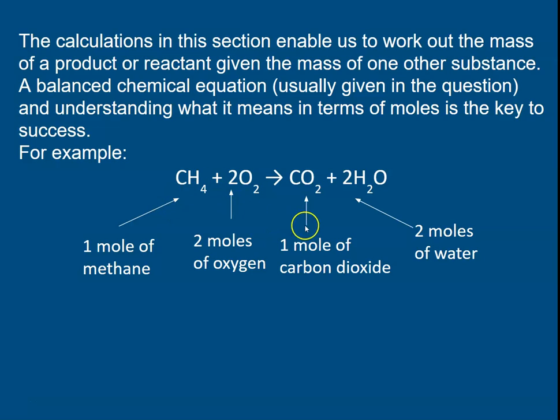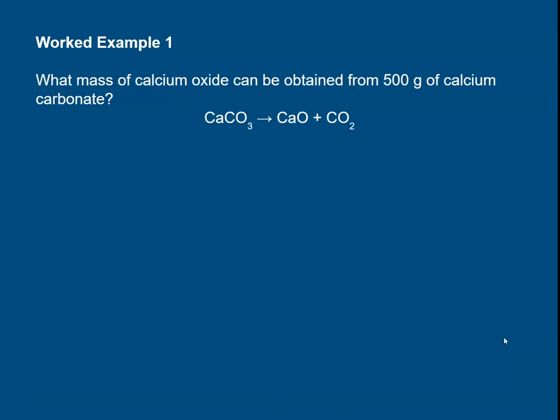So if you can do this sort of thing, it's pretty easy, then you can pick up some marks on these otherwise quite tricky questions. We're going to look through some worked examples now. And the first example, here's the question. Okay, you can see the chemical equation is given to you. The question says, what mass of calcium oxide can be obtained from 500 grams of calcium carbonate?